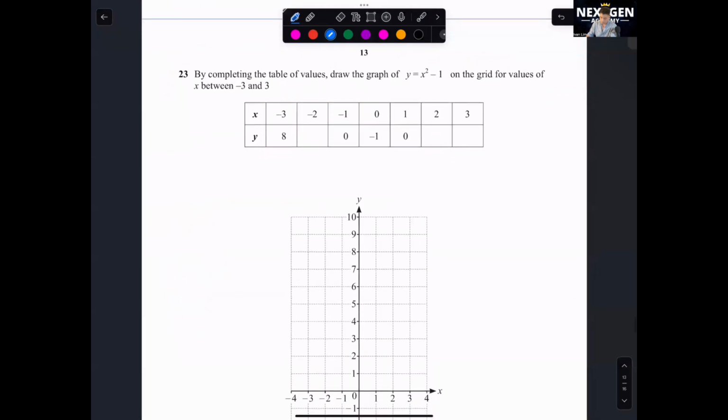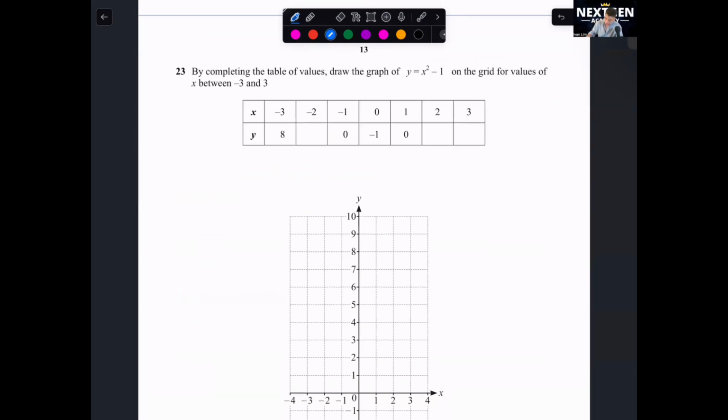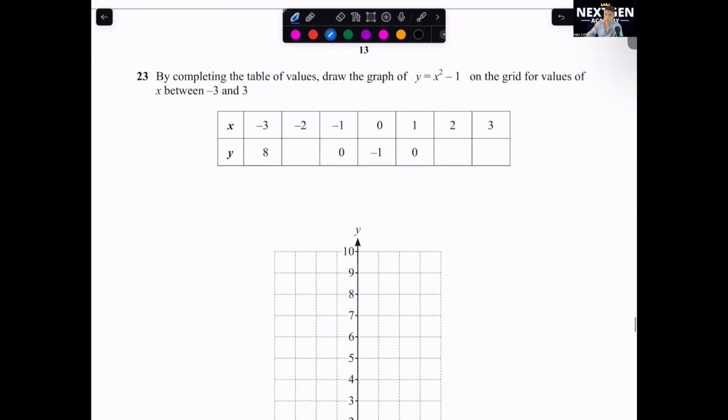By completing the table of values, draw the graph of y equals x squared minus 1 on the grid for values between -3 and 3. So just substitute in the values. All you need to do is key in the calculator. When you key in the calculator, you have to ensure that you bracket it, otherwise the value will be wrong. So this will be (-2) squared minus 1, then 2 squared minus 1, then 3 squared minus 1. Go and calculate this. You get 3, 3, and 8 here.